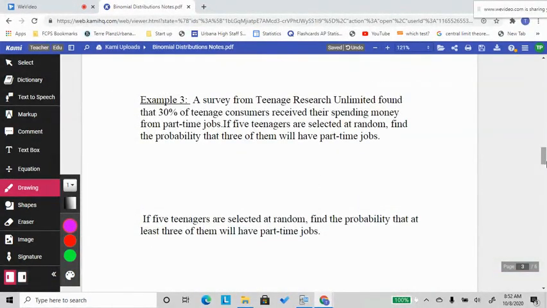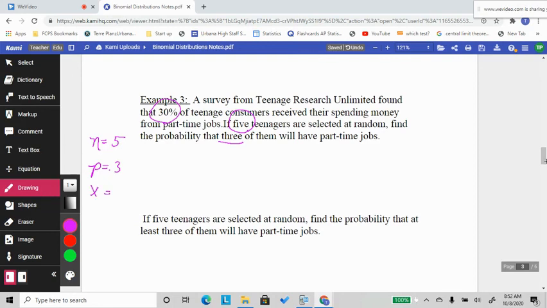All right, a survey from Teenage Research Unlimited found that 30% of teenage consumers receive their spending money from part-time jobs. If 5 teenagers are selected at random, find the probability that 3 of them will have part-time jobs. Okay, always on the side, no matter what you're doing, your N, we're picking 5 teenagers. The probability of them having a part-time job is 0.3.